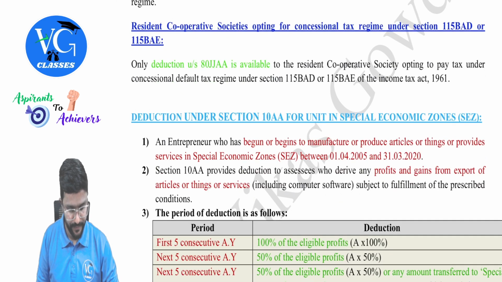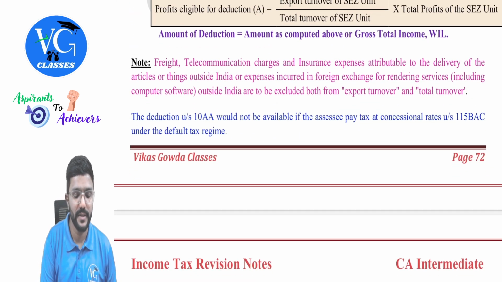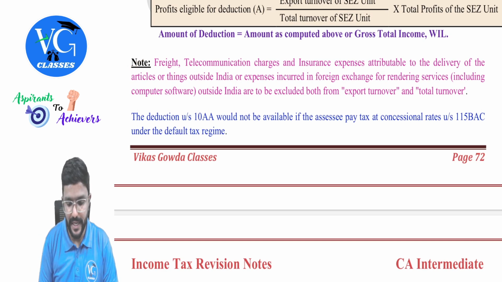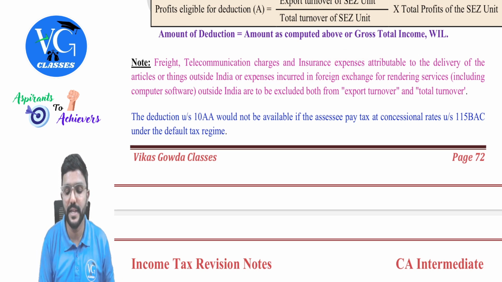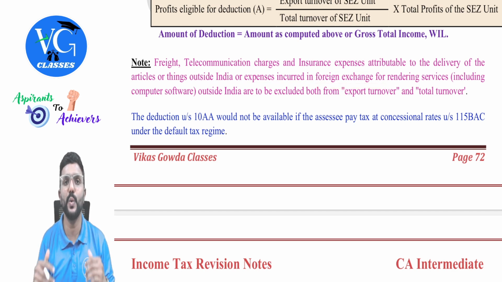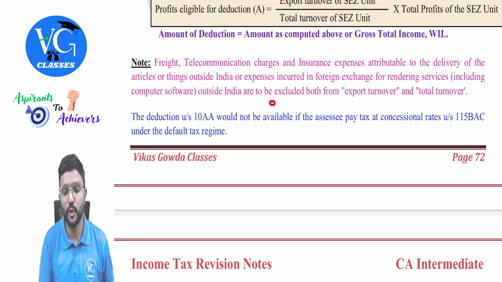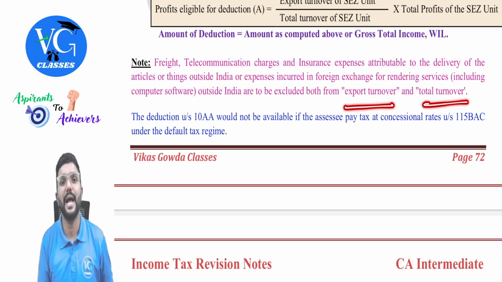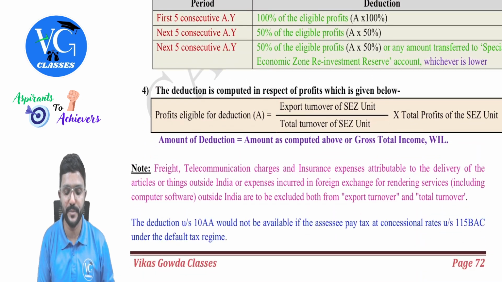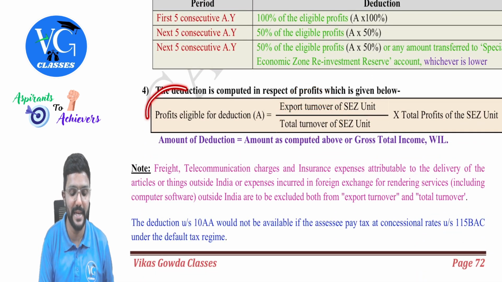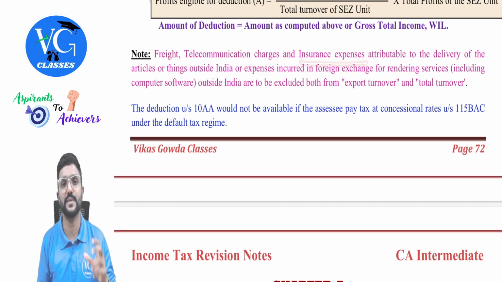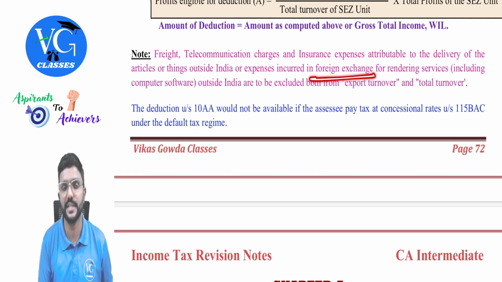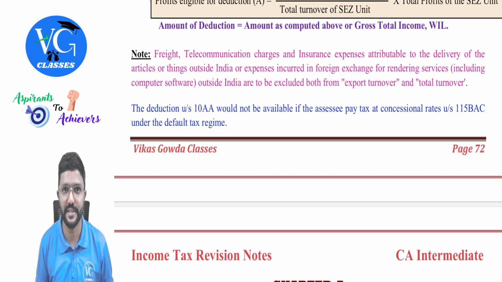Now, coming back to this. Next, there is a note telling that freight, telecommunication charges and insurance expenses attributable to the delivery of articles or things outside India, or expenses incurred in foreign exchange for rendering services, including computer software, outside India, are to be excluded both from export turnover as well as total turnover. So whatever export turnover and total turnover we use to calculate eligible profit should not include the following items: freight, telecommunication charges and insurance expenses, as well as the expenses incurred in foreign exchange for rendering services outside India, guys.